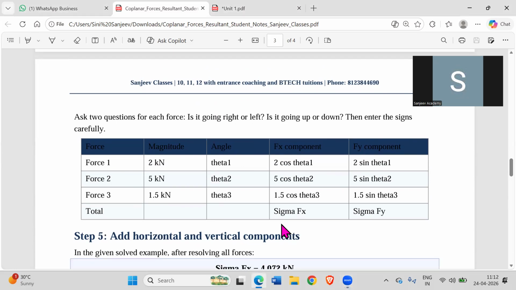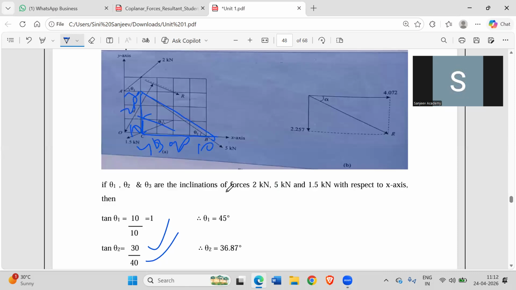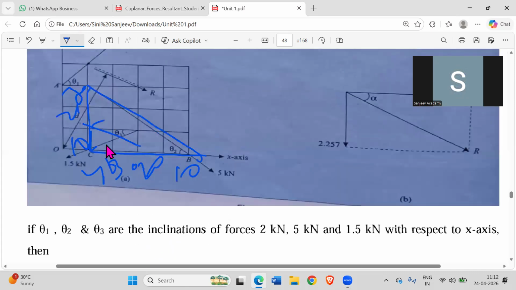So this is the table that you have to make. But in the PDF, you can see they have not made any table. But minus, it is for the negative side. And again, coming to the vertical here, so you can see theta 3 again here. So I'm just zooming it.